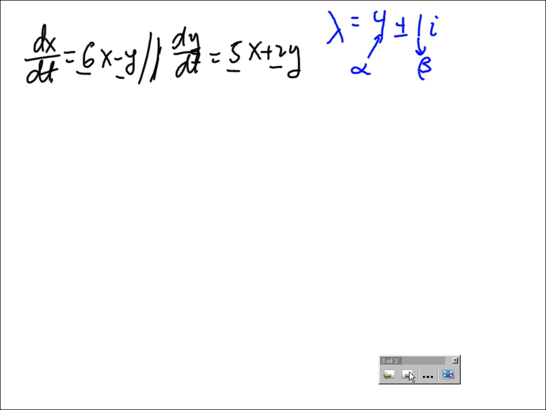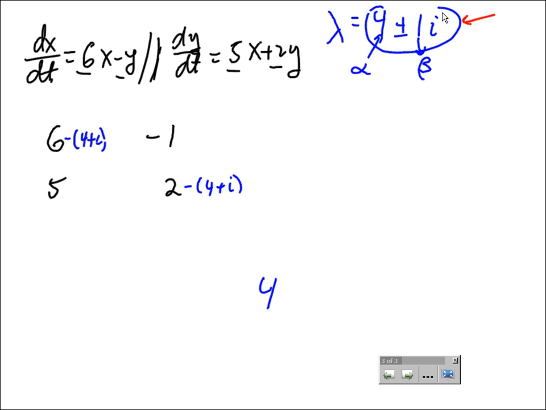Okay, now we need to find the eigenvector, and this probably isn't all that easy. We found the eigenvalue. Now we want to find the eigenvector. This is A, and we want to compute A minus lambda I. You can just use one of them, say 4 plus 1i.